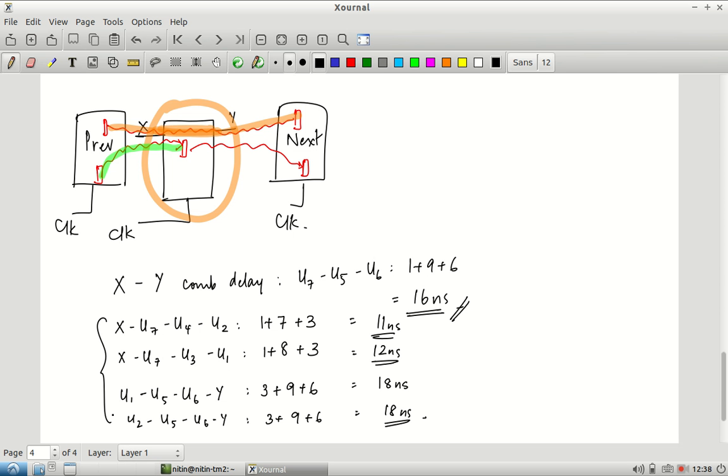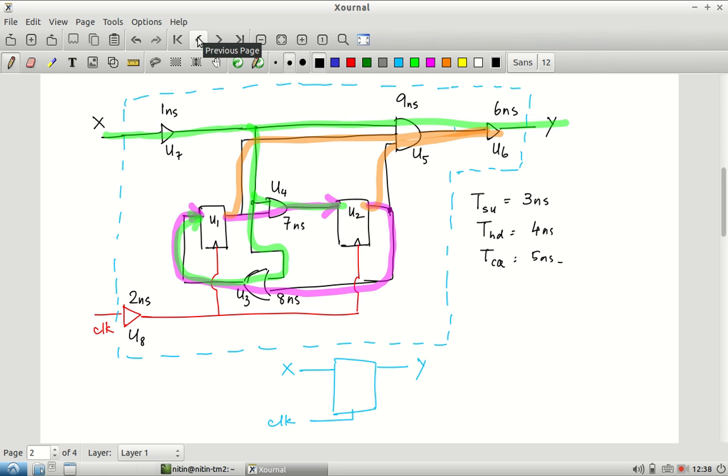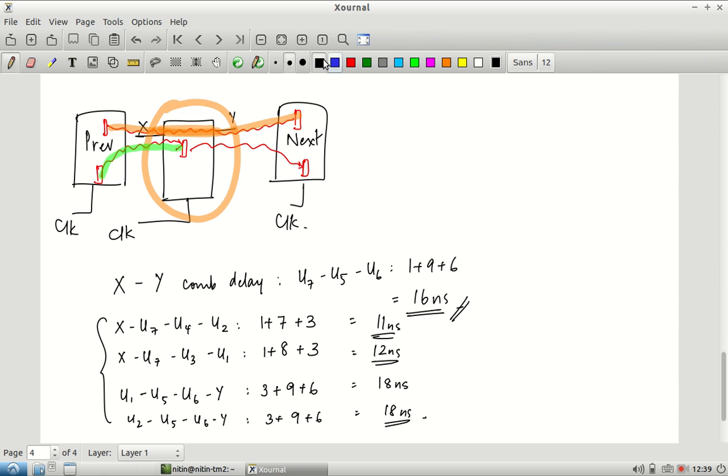TCQ. Why do we take T setup? Because we have TCQ as minus 3. Oh, sorry, minus 3. Thanks. Yeah, yeah. So both of these should be 5. So it's 20. Okay? That's not the end of the story.